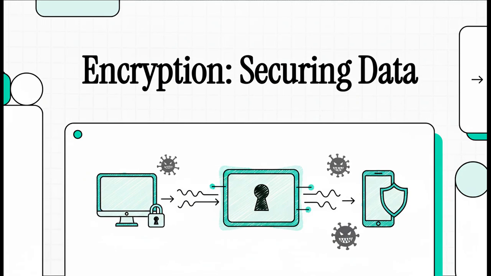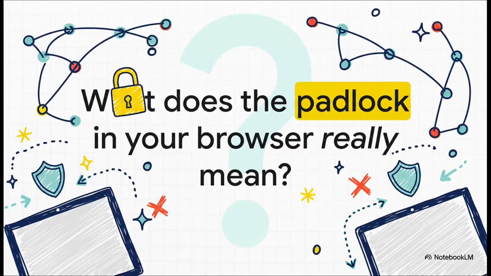Every single time you shop online, message a friend, or just check your bank account, there's this invisible shield working overtime. It's like a secret code that protects pretty much your entire digital life. It's called encryption, and we're about to pull back the curtain and see exactly how it keeps your world private and secure. You've seen it a million times, right?